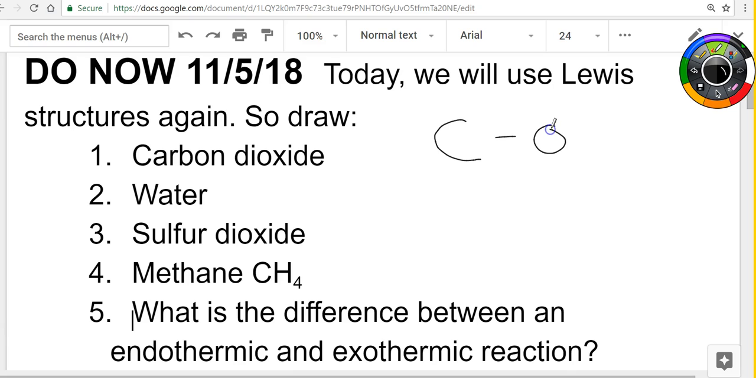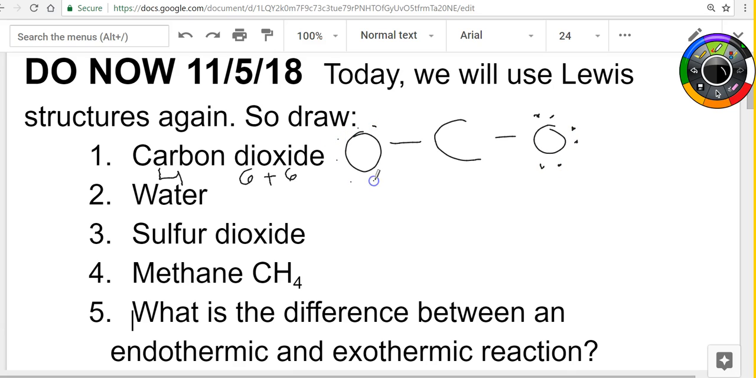Central atom and then the terminal atoms. And then the most important thing, I should have started here first, is you have to add up the number of valence electrons. So in carbon dioxide, carbon has 4 valence electrons, and then you have 2 oxygens, which gives 16 valence electrons. Anyway, you draw a single bond from the central atom to the terminal atoms, and then you fill the octet for the terminal atoms.